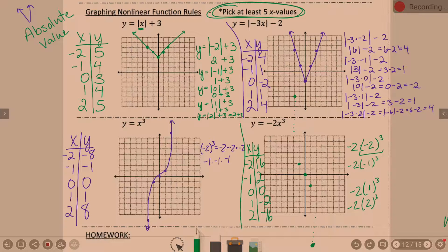Okay. Do you see a similar shape from last time? Yes, it's just reversed, isn't it? Yeah. That negative reversed it. Okay.